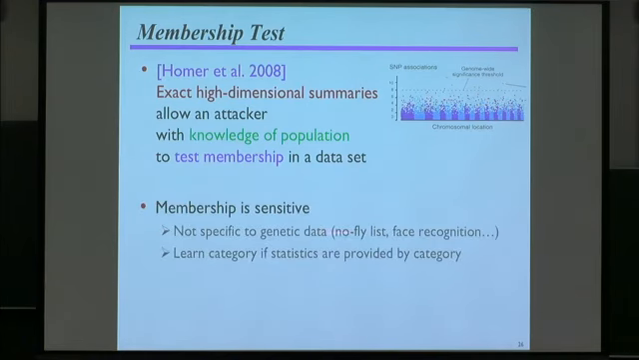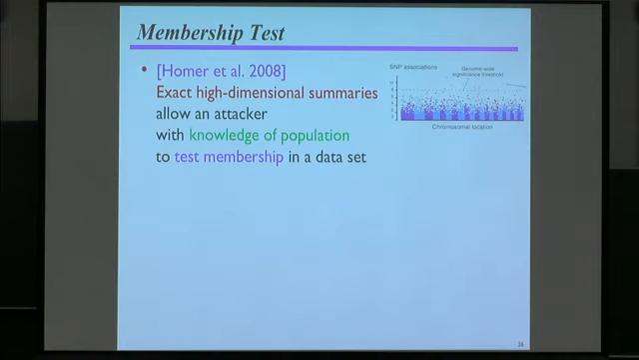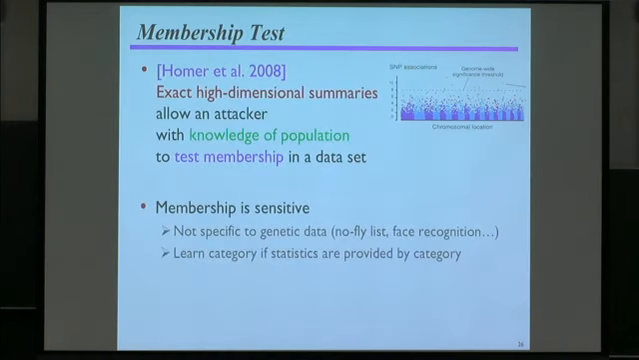And so membership, just knowing if somebody is in a data set or not, can already be quite sensitive. This came up earlier with the mental health example, right? Or just knowing that someone is in a national registry of some kind is an issue, and a no-fly list is another example. Certain types of face recognition data sets could be a problem. And if statistics are broken down by category for a certain population, say by ethnic group or something like that, then you learn which category the person is in.